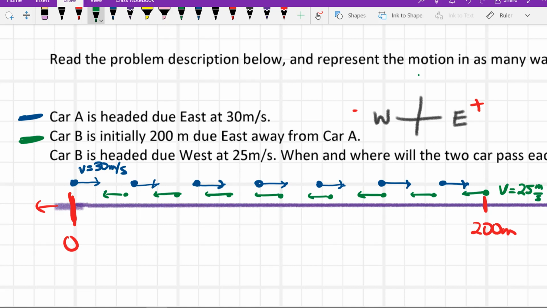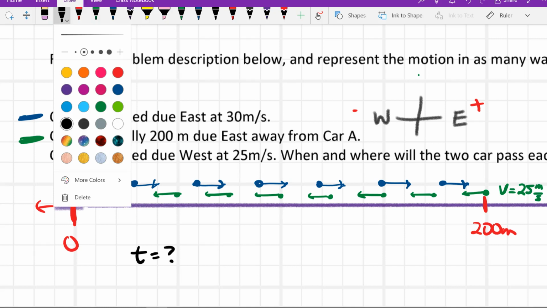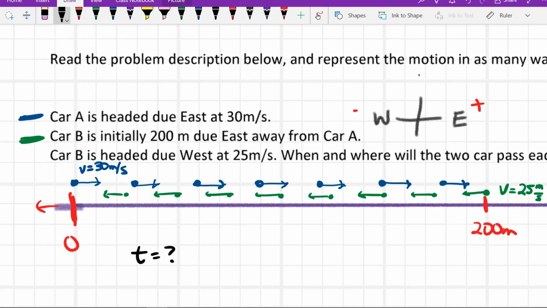Okay, so it's not really clear how we're going to answer that question yet, because the question is when and where will the two cars meet? In other words, they're asking time equals question mark, and where along this place will they meet? Well, let's start thinking about our time a little bit. I think I need to make this smaller here. So this would be, for the blue, time equals 0, right? This one would be time equals 1, time equals 2.